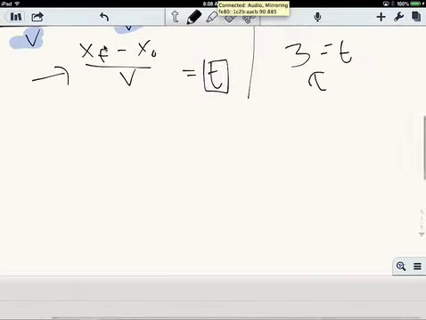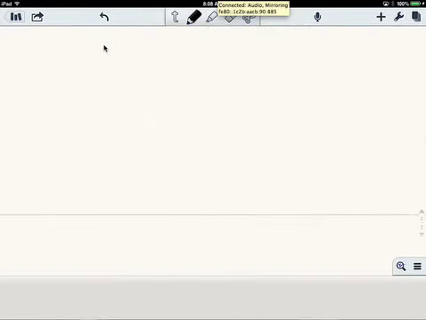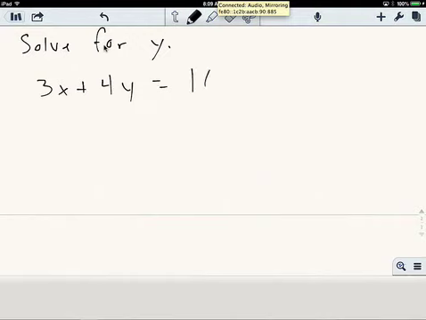Let's look at one more thing that might be the most complicated version of what we might ask you to do with this. Let's say we said solve for y again, and we had an equation that was 3x plus 4y equals 10y minus 2x. And we can say plus 5, why not?